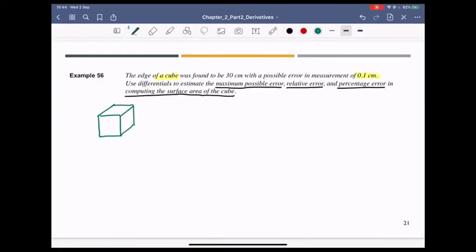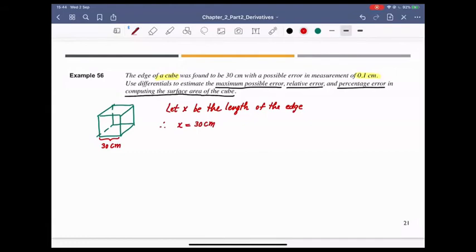And for your cube here, you know that the edge is measured 30 centimeters, right? Let's say that x is the length of the edge. So you know that x is equal to 30 centimeters, right?